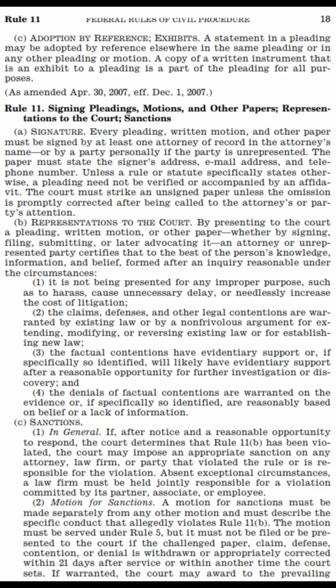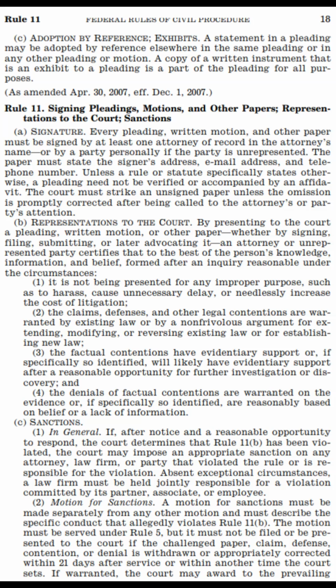(c) Sanctions. 1. In general. If, after notice and a reasonable opportunity to respond, the court determines that Rule 11(b) has been violated, the court may impose an appropriate sanction on any attorney, law firm, or party that violated the rule or is responsible for the violation. Absent exceptional circumstances, a law firm must be held jointly responsible for a violation committed by its partner, associate, or employee.